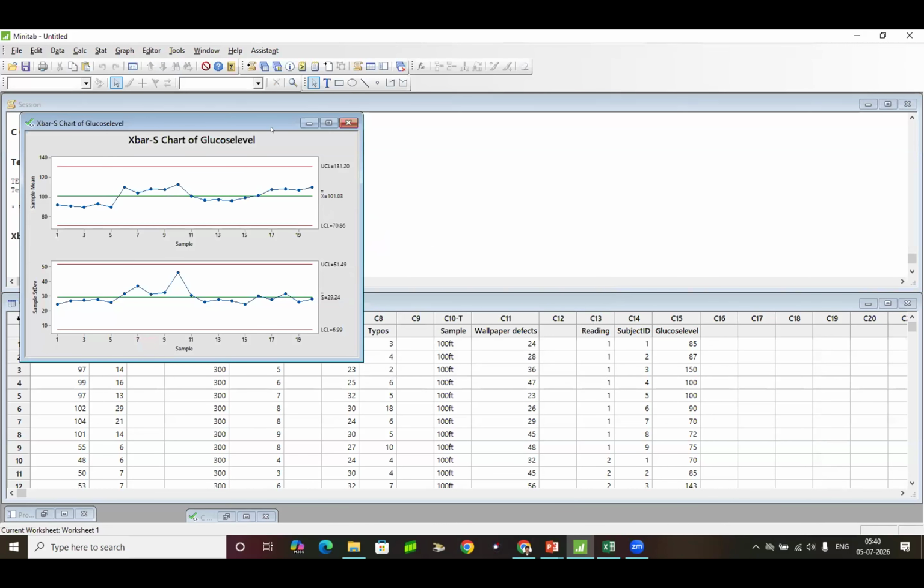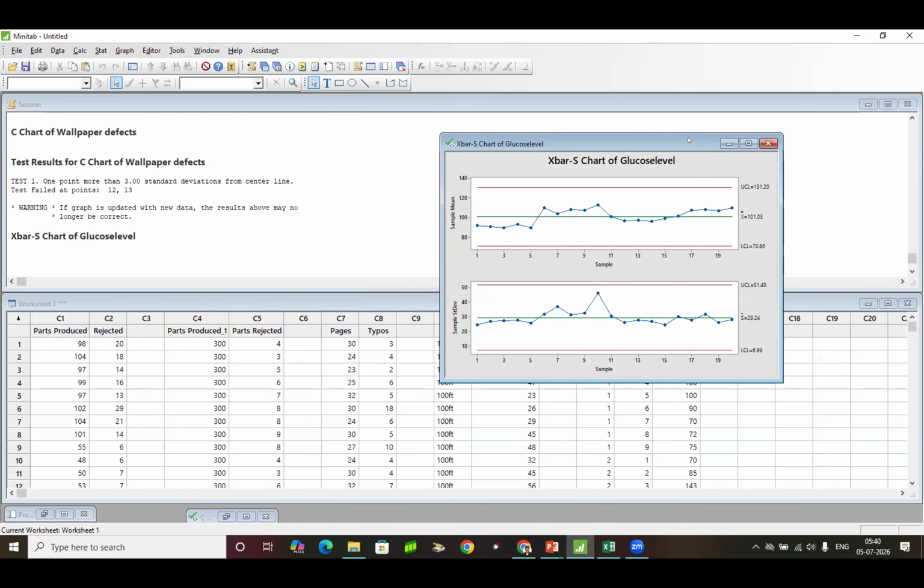Glucose level, 9. Glucose. Yes, sir. Got it. Others, Suresh, Muralidharan, have you got it, guys? One minute. Yes, sir. Glucose level.